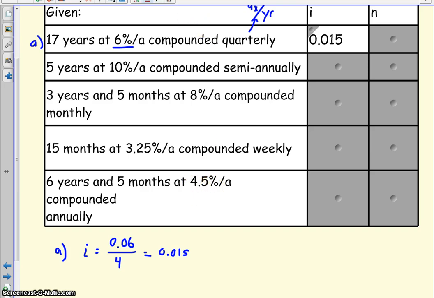Now, as for N, what we're going to do is we have 17 years, but you're not given the interest 17 times, you're given it 4 times per year. So we're going to multiply that by 4. So the interest is compounded 68 times over the course of those 17 years.